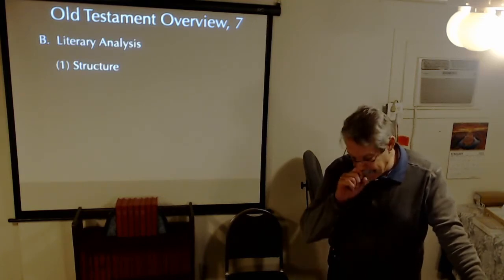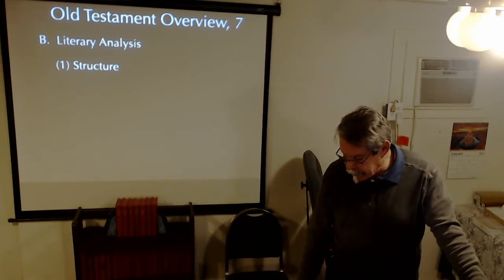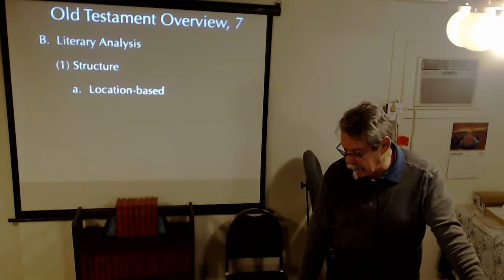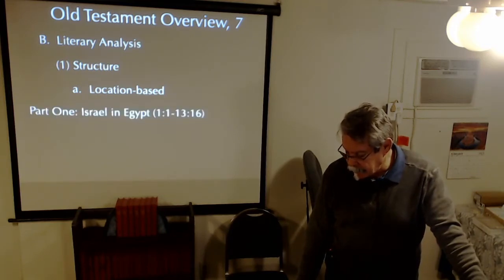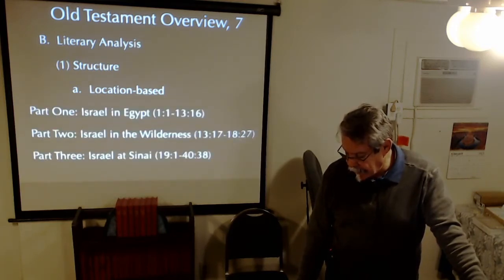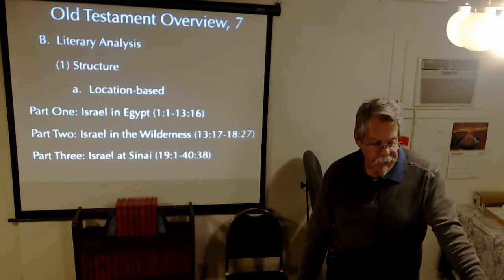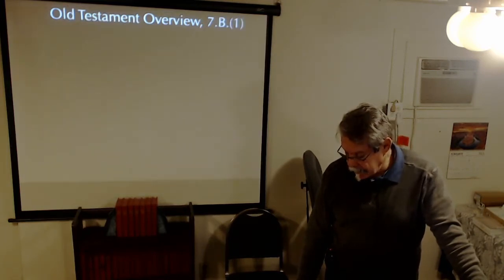We're still in B, by the way. Some information associated with the structure, and we saw different ways of looking at it. You can look at it from a location-based perspective, and then the outline would have Israel in Egypt, and then Israel in the wilderness, and finally Israel at Sinai. Or you can look at it from content.